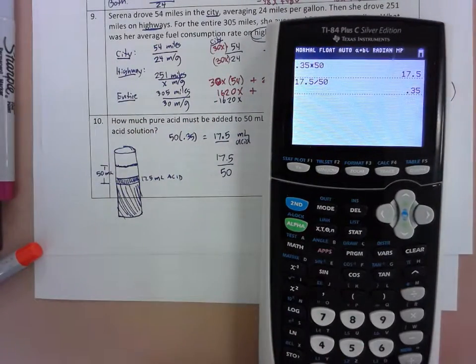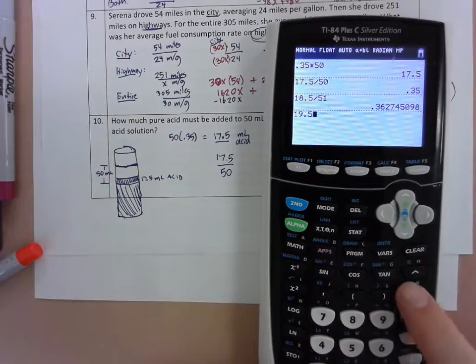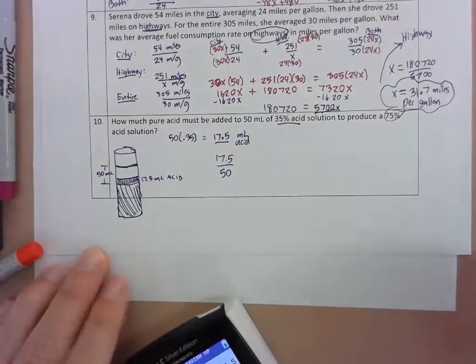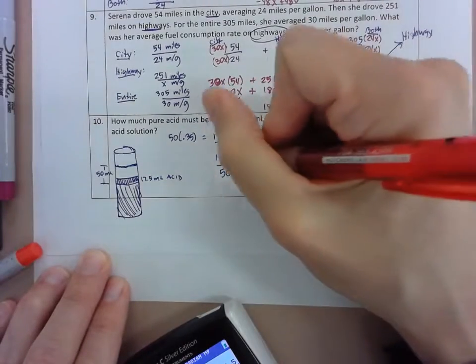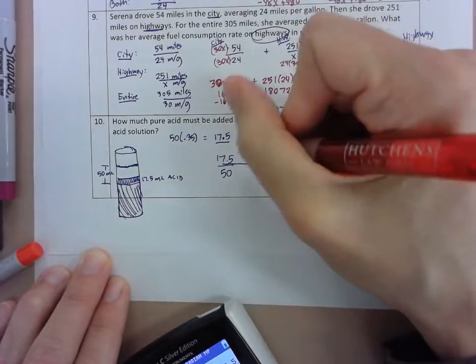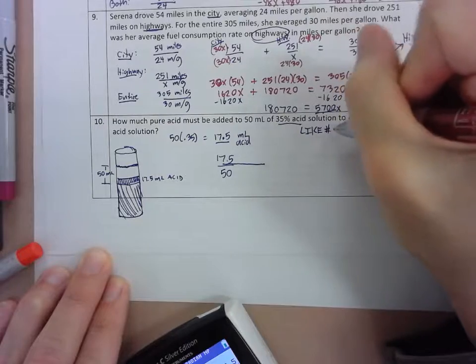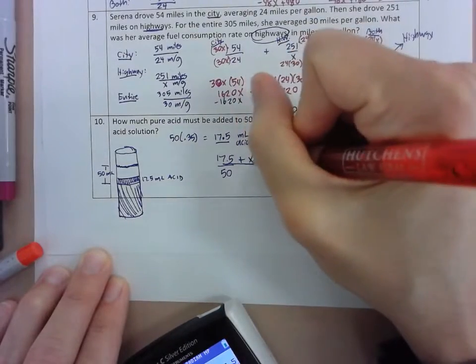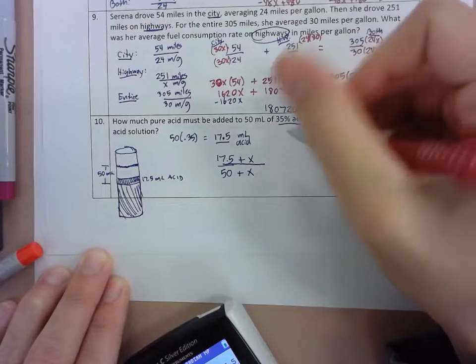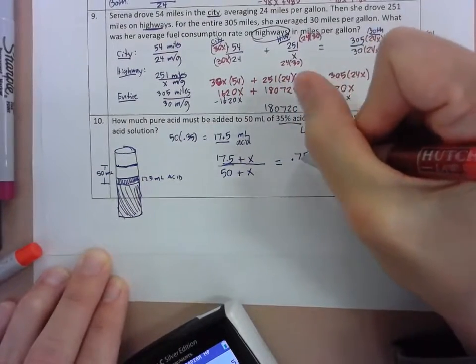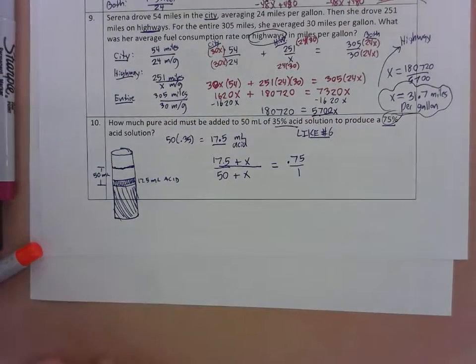If I say, all right, well, let's say add another milliliter, that's 18.5 out of 51. Well, that increases it, 19.5 out of 52. We want to get this up to 75%. Well, certainly we don't want to keep adding. So, like example number 6, look at number 6. We want to add a certain amount to both the numerator and the denominator to get this up to 75%. Okay, does that look familiar to number 6?